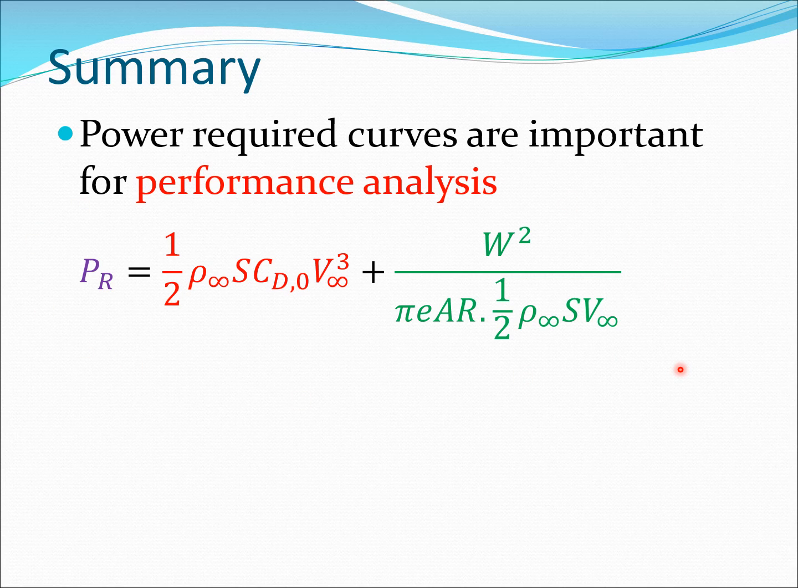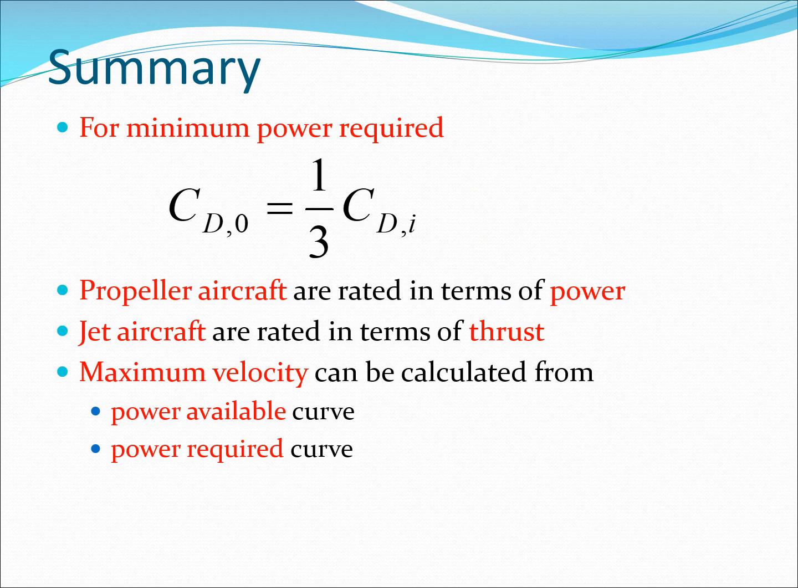It is an interplay between the part driven by the CD0 term and the part coming from the induced drag type of term. From differentiation and the mathematics, we saw that this function I showed in the previous slide has a minimum point at CD0 equals 1/3 CDI, and this is where you want to fly if you want the minimum power required condition.